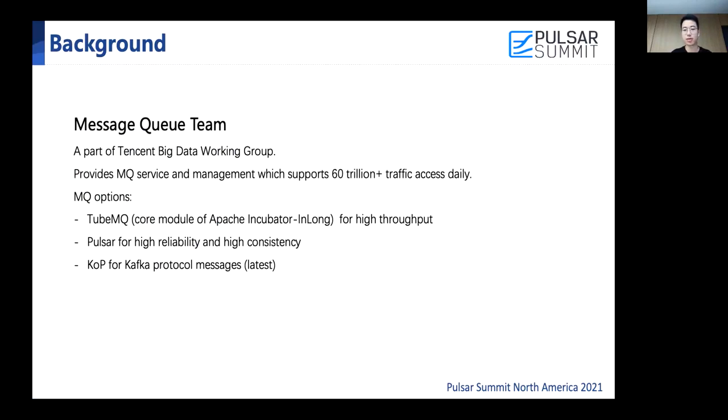The first is that the user has massive data and requires high throughput. We support this scenario with TubeMQ, which can process more than 60 trillion messages per day. And we also open sourced it to the Apache Software Foundation. The second scenario is users who have high requirements for data integrity, consistency, and reliability. We provide Pulsar to support these users. The last and the latest is KOP. We provide KOP as the MQ choice for Kafka protocol users.